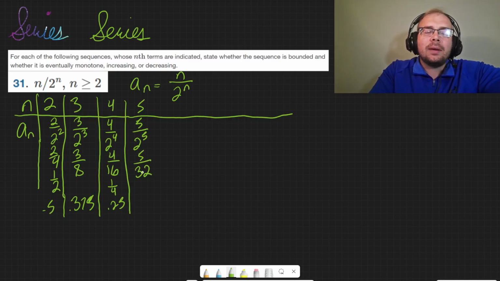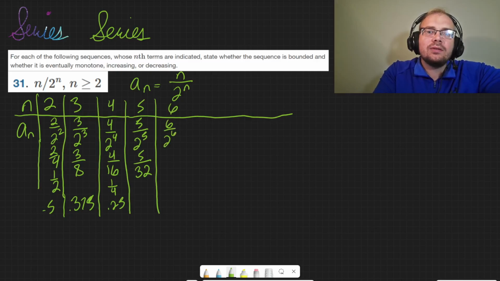And I have no idea what 5/32 is, but it's probably less than 0.25, right? Because what would it be? Like 8/32 would be a quarter? So that's going to be less than a quarter. Same thing for 6. That's 2 to the 6th power, so it's going to be 6 over 64.